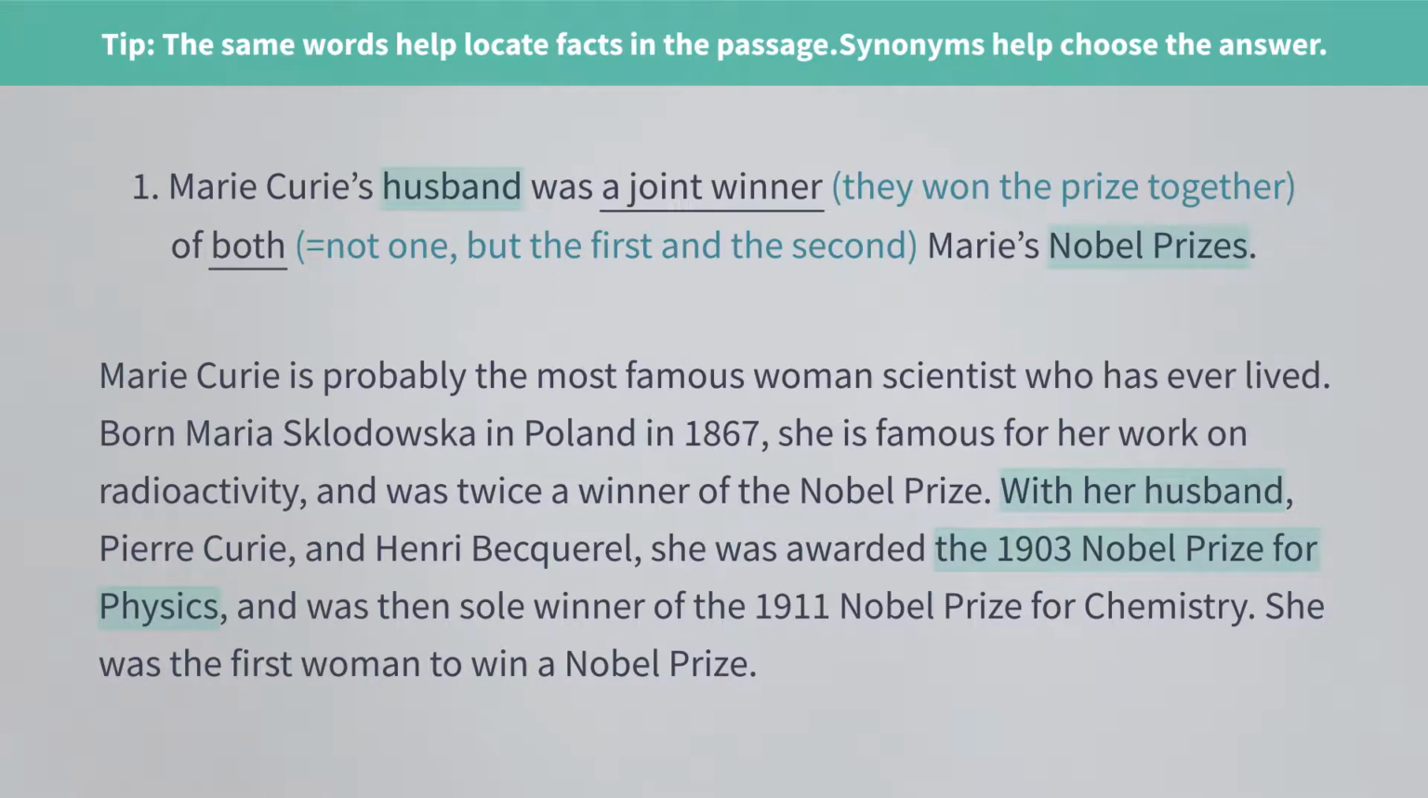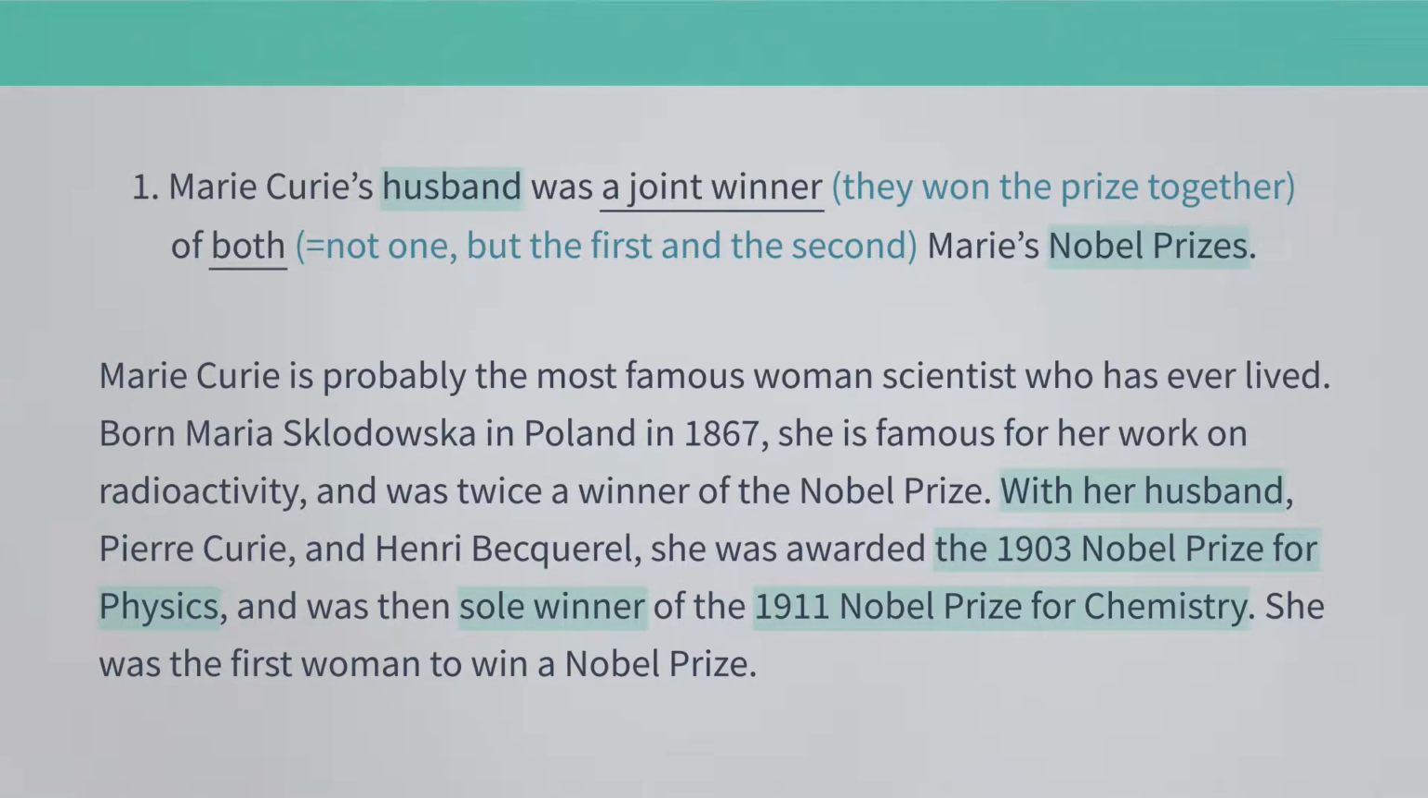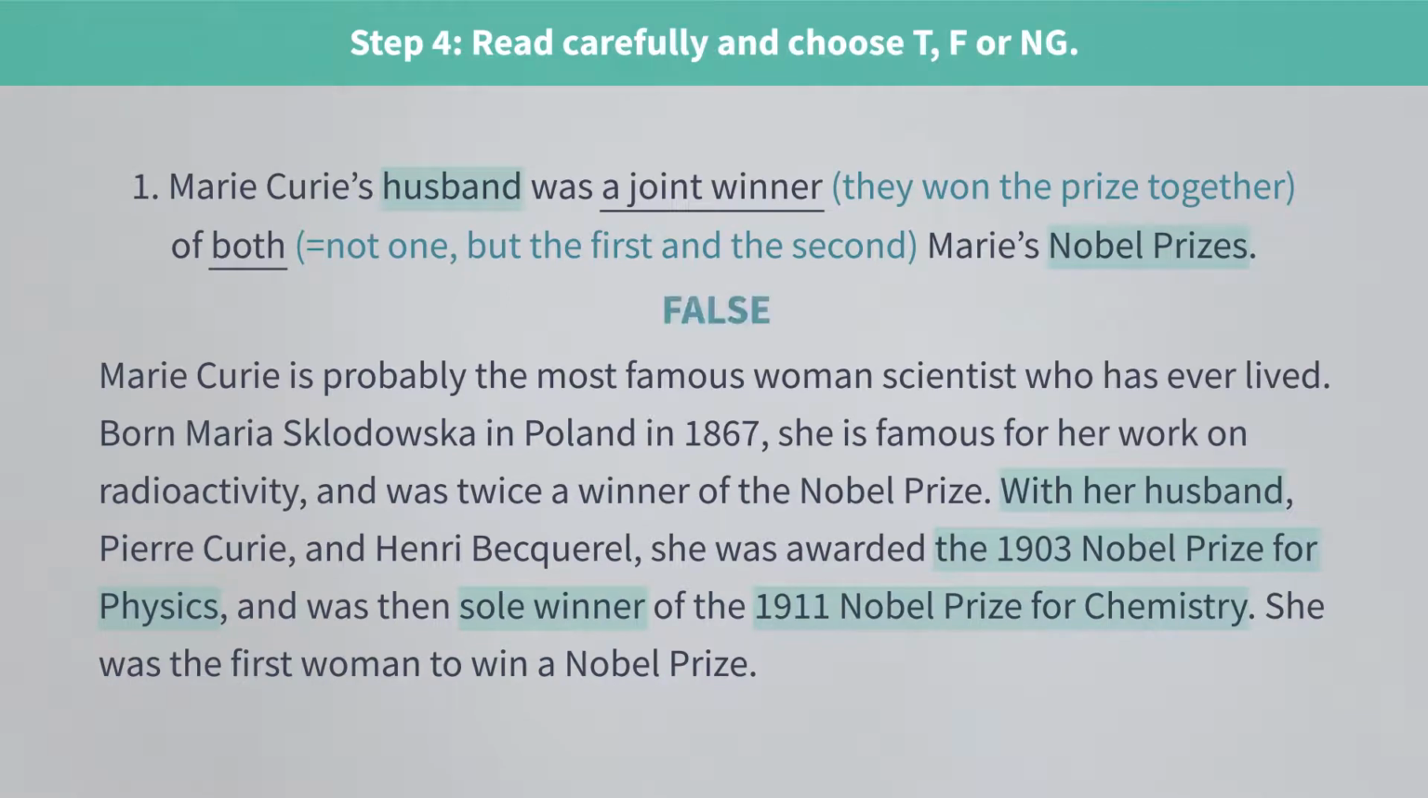So far, it's true. But the statement says both prizes. So we read further and see that she was the sole winner of the 1911 Nobel Prize. Sole winner means she did it alone. We've come to step 4, choosing the answer, and it is false.